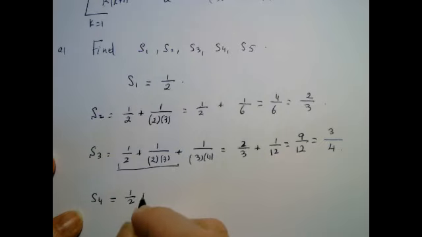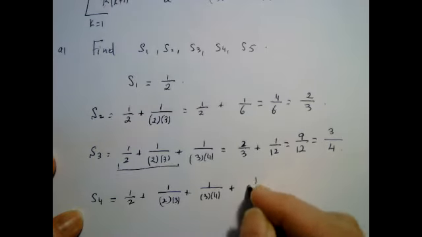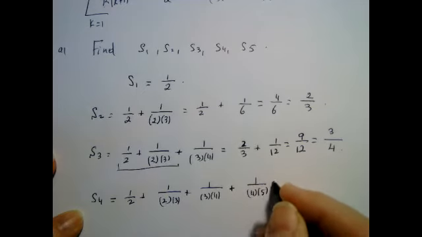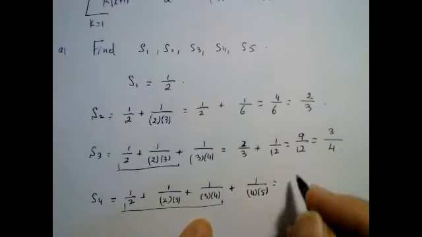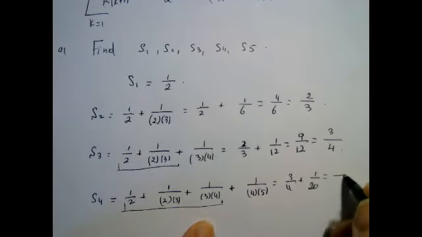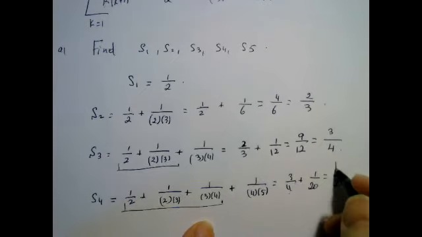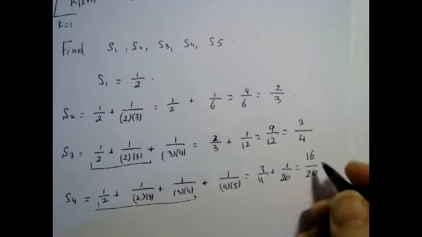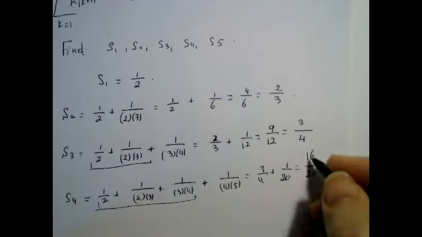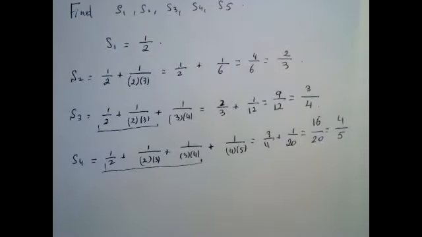S4 is going to be a half plus 1 over 2 times 3 plus 1 over 4 times 5, I guess. Again, I already took care of those. That's 3 over 4 plus 1 over 20. Common denominator 20. 20 into 4, that's going to give me 5 times 3. That's going to give me 15 plus 1. That's going to give me a 16. And now if I simplify by dividing by 4, I will get a 4 in here, and I will get a 5 right here. So is a pattern emerging?